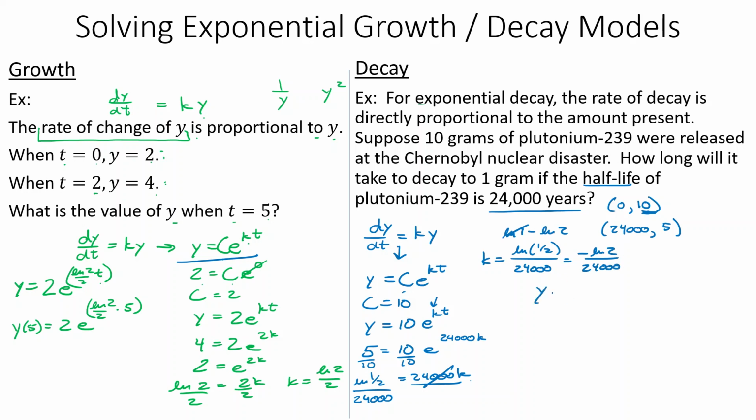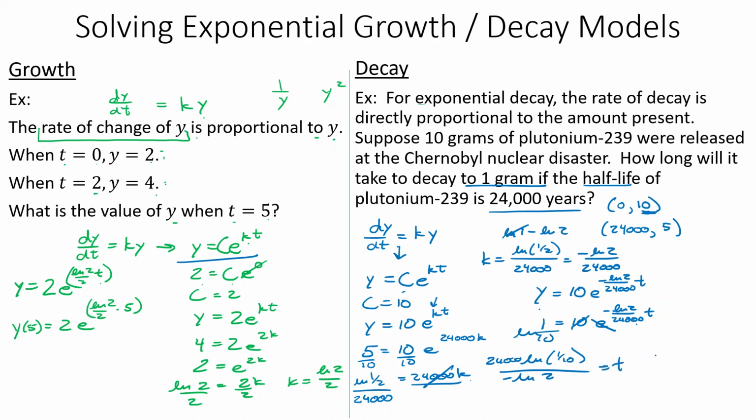Now we've got our function, y equals 10e to the negative ln of 2 over 24,000 times t. And now we want to know how long it will take to decay to 1 gram. Well, that's a y. So we'd say 1 equals 10e to the negative ln of 2 over 24,000 t. Divide by 10. Take the natural log of both sides. Multiply by 24,000. Divide by negative ln of 2. So t is the ln of 1/10 times 24,000 divided by negative ln of 2.